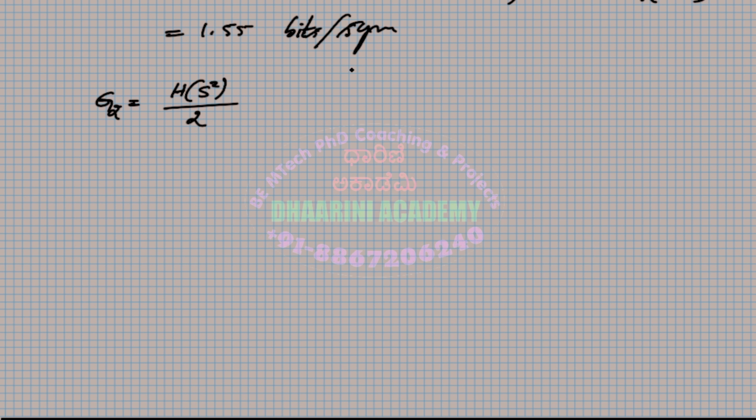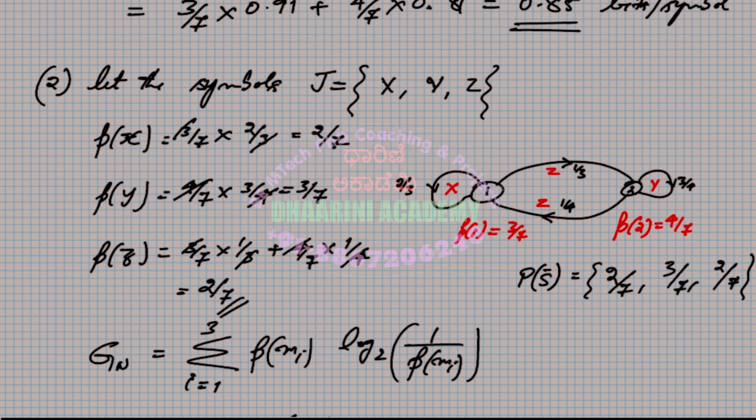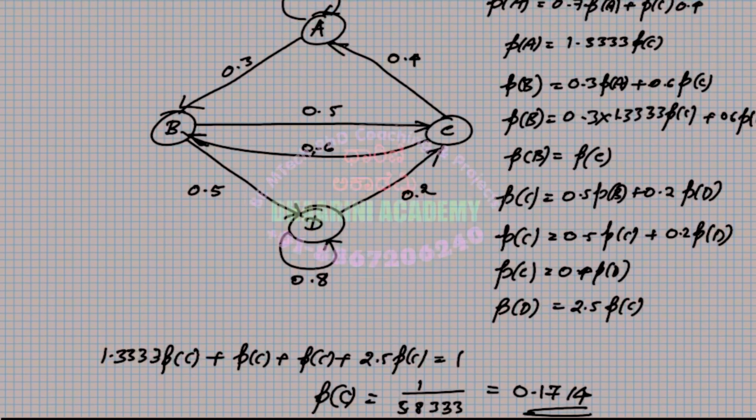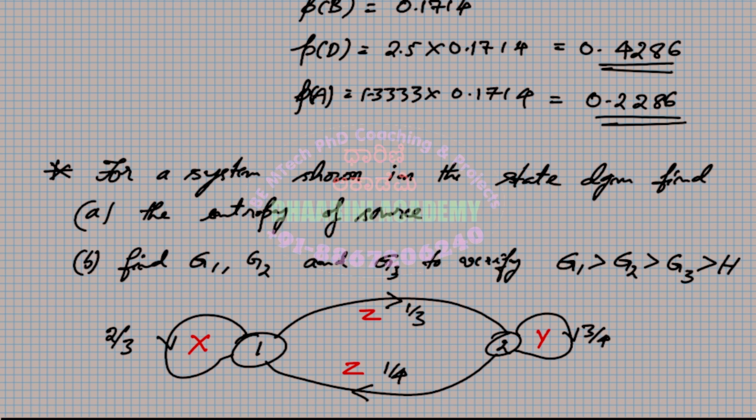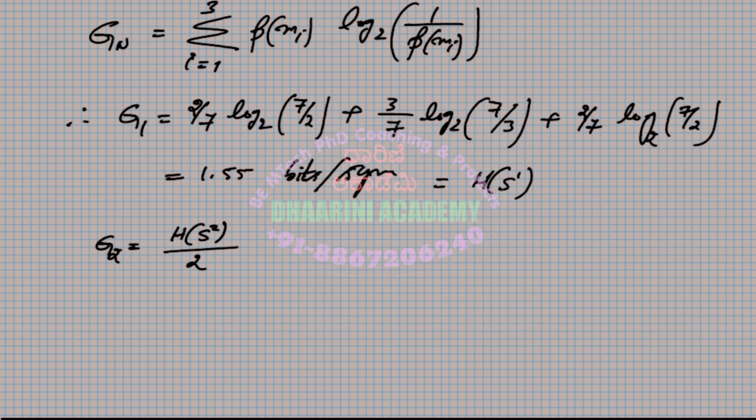G1 is equal to the previous answer, the same as H of S to the 1, H of S itself. So we didn't do any separate calculation there, but here we need to do a calculation. G2 is equal to H of S square divided by 2. You can see that in the question they have asked to prove something. In the second part B question: find G1, G2, G3 and verify G1 is greater than G2 greater than G3 greater than H. So we have to do up to the third part in this case.